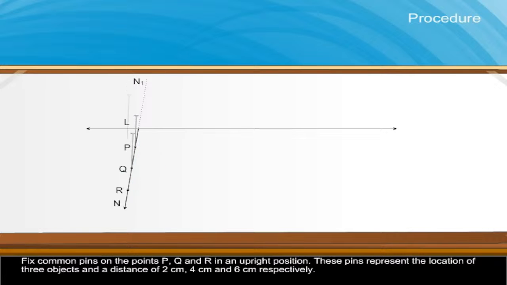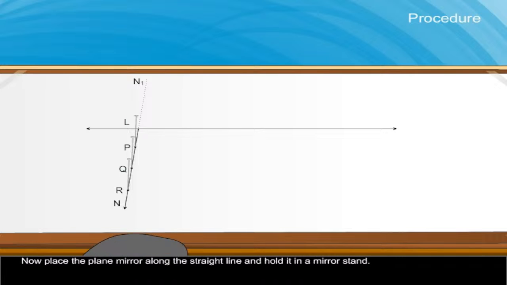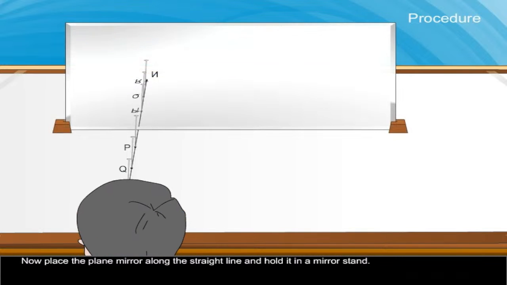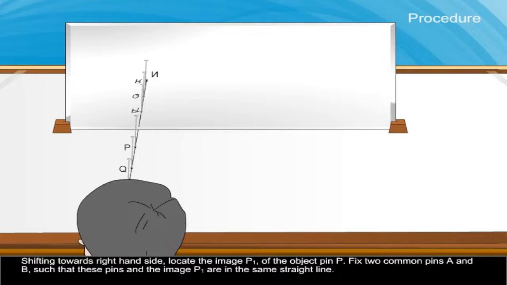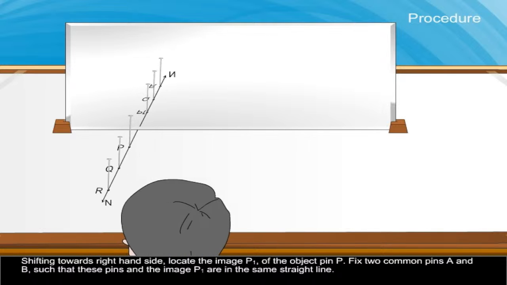Fix common pins on the points P, Q and R in an upright position. These pins represent the location of 3 objects at a distance of 2 cm, 4 cm and 6 cm respectively. Now place the plane mirror along the straight line and hold it in a mirror stand. Shifting towards right hand side, locate the image P1 of the object pin P. Fix 2 common pins A and B such that these pins and the image P1 are in the same straight line.